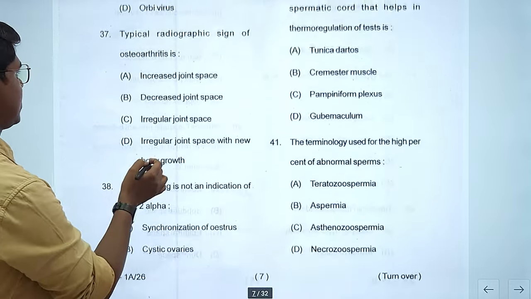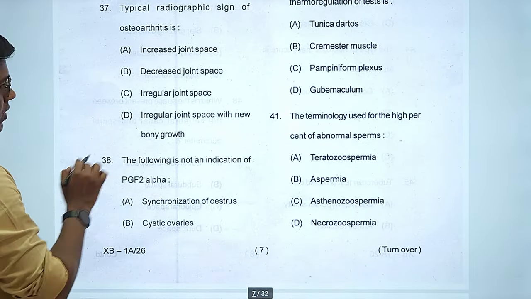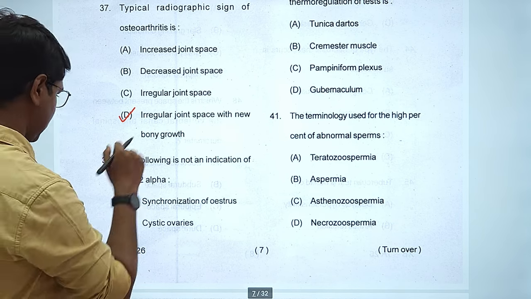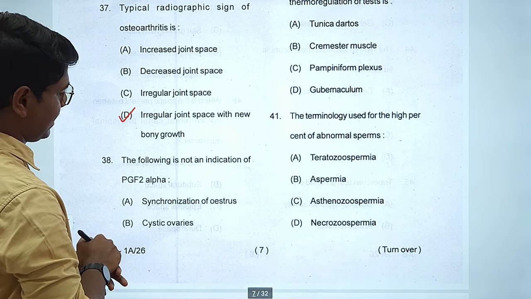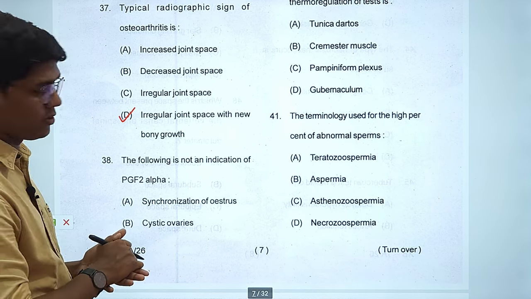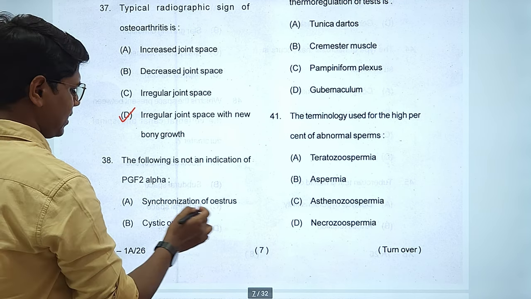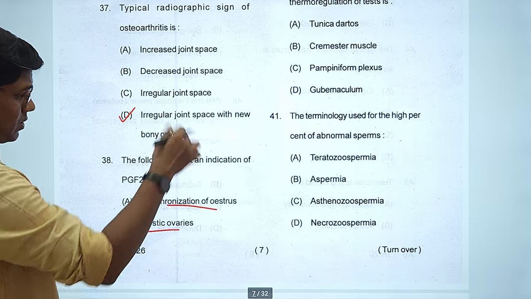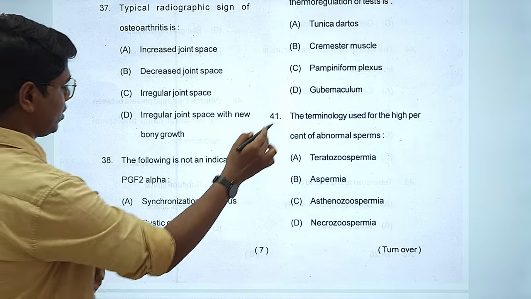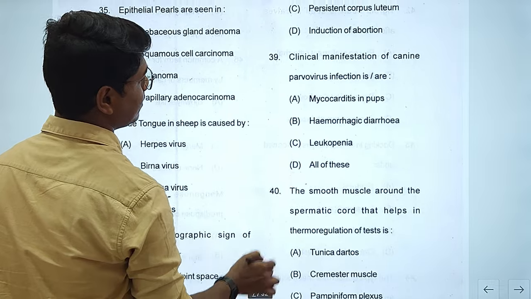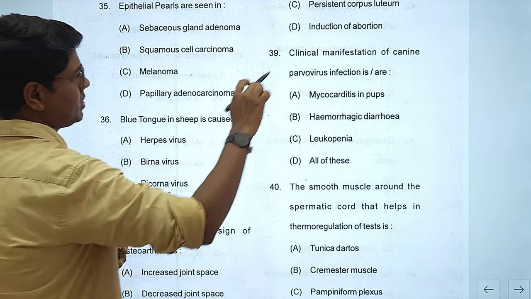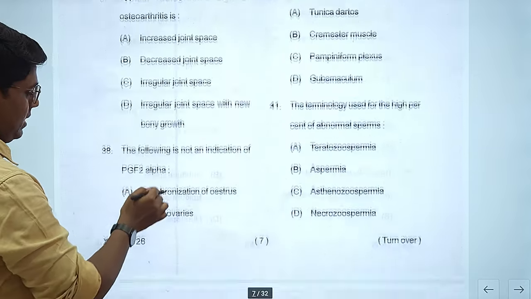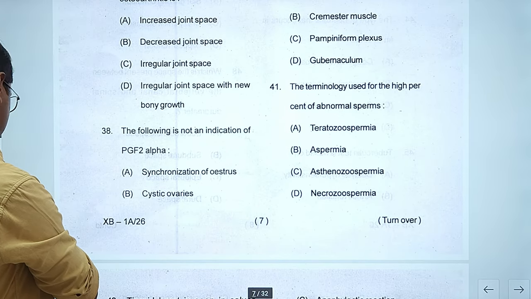The typical radiographic sign of osteoarthritis is option D, irregular joint space with new bony growth. Few days back I shared an image of osteoarthritis of the lumbar spine; you can relate to that. Which of the following is not an indication of PGF2 alpha, meaning where PGF2 alpha is not given. Synchronization protocols use PGF2 alpha. The answer is cystic ovaries. Persistent corpus luteum, induction of abortion or parturition all need PGF2 alpha.